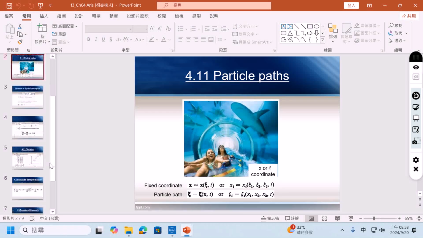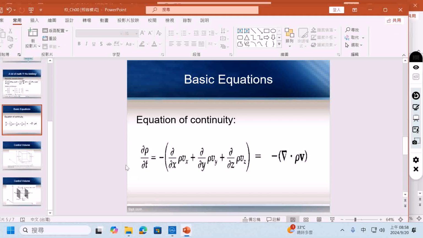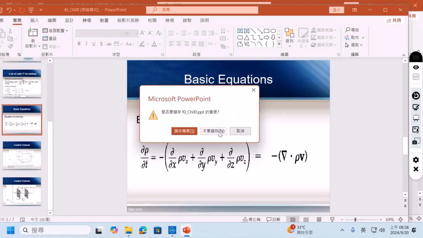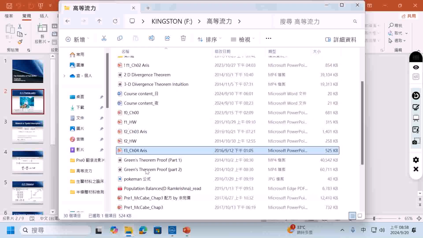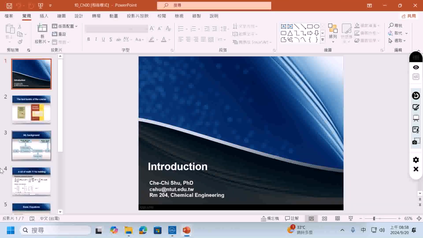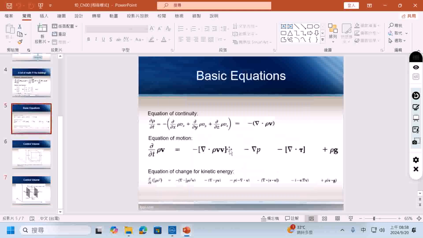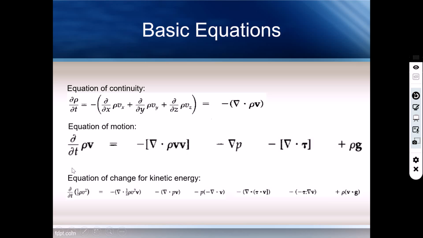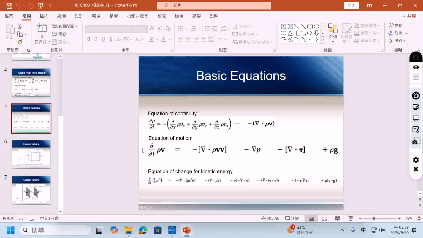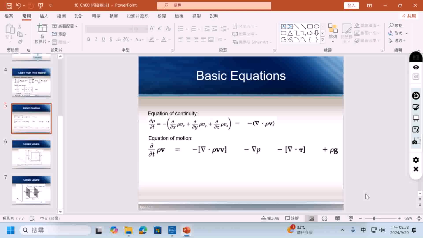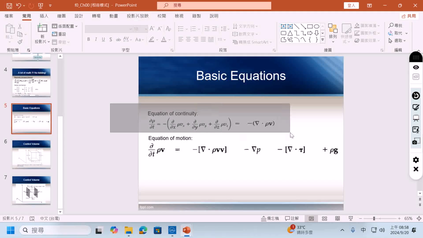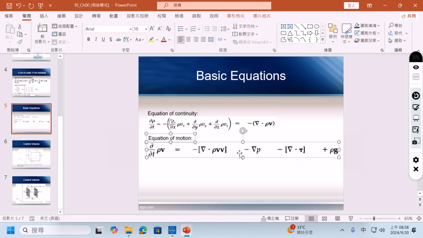Okay, let's move on. So next, we can continue to do the equation of motion, but I don't want to do that. Let's delete the other equations. So we just finished the equation of continuity. Next we want to deal with the equation of motion.